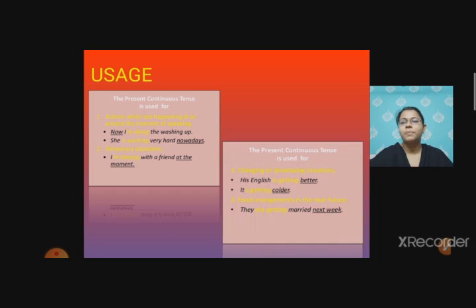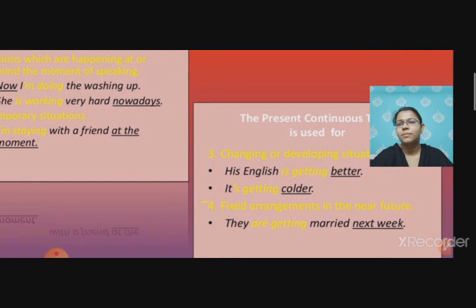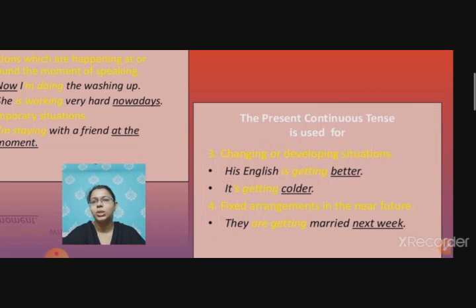We also use present continuous tense for changing or developing situations. His English is getting better. That means that after practicing a lot, his English got better. So this is a developing situation. That means उसके अंदर change आ रहा है धीरे धीरे. It's getting colder. The weather is getting colder day by day. ये action भी present में continue हो रहा है और develop हो रहा है.